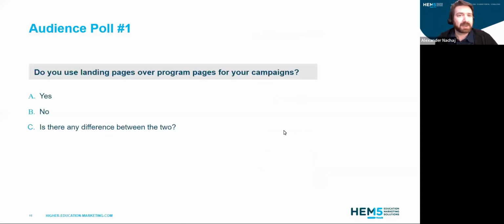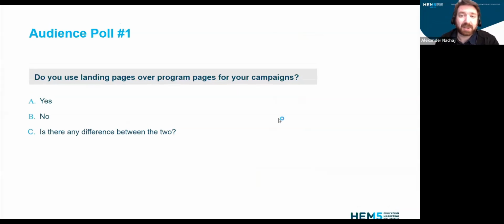So before we get into the topic itself, just want to have a quick poll. Do you use landing pages instead of program pages for your campaigns? So that should be popping up and you'll have the chance to answer. So basically, yes, you always use landing pages. No, you actually use program pages as the destination for your campaigns. Or even, are there any differences between the two? So no worries if you're picking A, B, or C. These are pretty much things we're going to jump into in our discussion today.